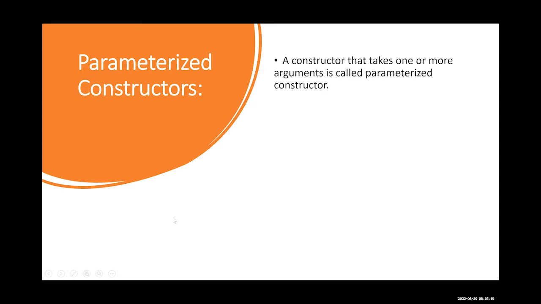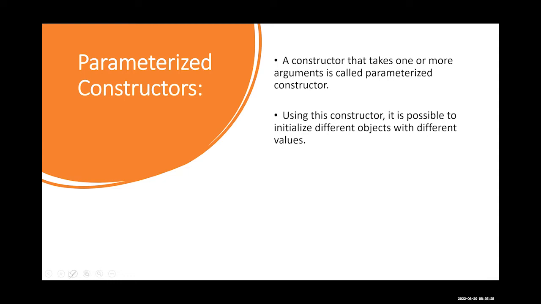So a constructor that takes one or more arguments is called a parameterized constructor. Remember, here we are going to take arguments in the constructor. Using this constructor, it is possible to initialize different objects with different values. So here is the solution to our problem with the default constructor: here we can initialize different values. The parameters are used to initialize the object. Whatever value we pass through the parameters, we are going to look at with an example.